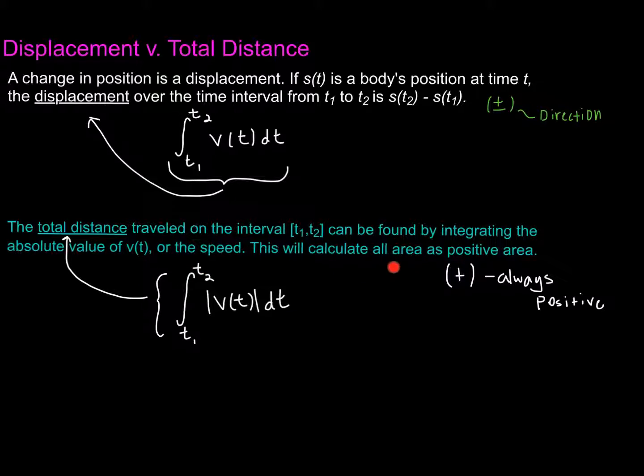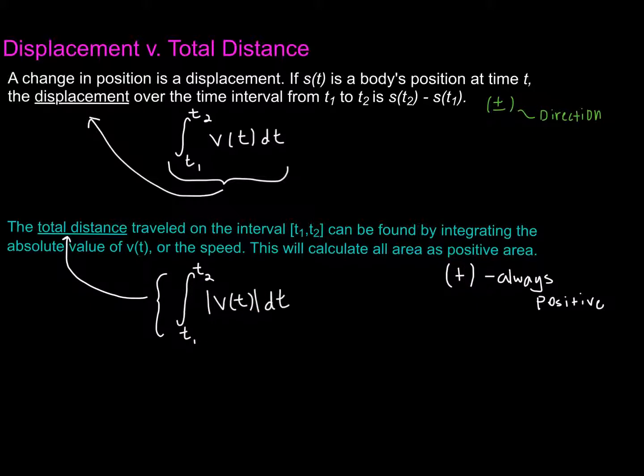This will calculate all area as positive area. So total distance, of course, is always going to be positive, whereas displacement can be positive or negative depending on the positional change. So the one minor question here is to make sure that we have a clear understanding of how we can integrate absolute value of v of t by hand.